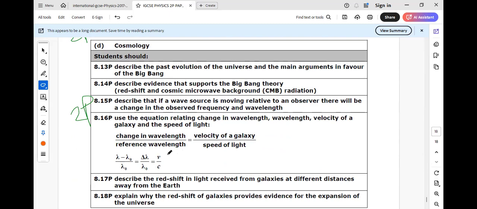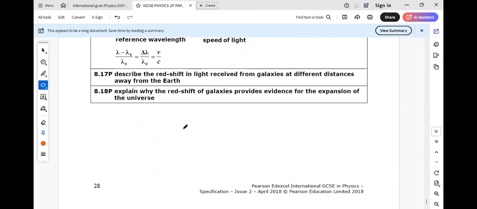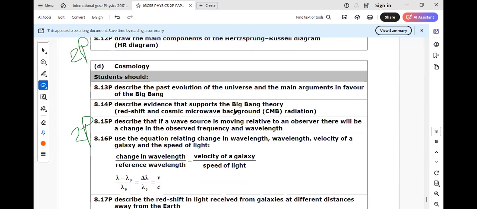And the Big Bang theory, right? And the two evidences for the Big Bang theory: redshift and the CMBR, cosmic microwave background radiation, and how they are being used. There were 1 or 2 questions in the previous papers. Okay, so those are the areas you can expect.